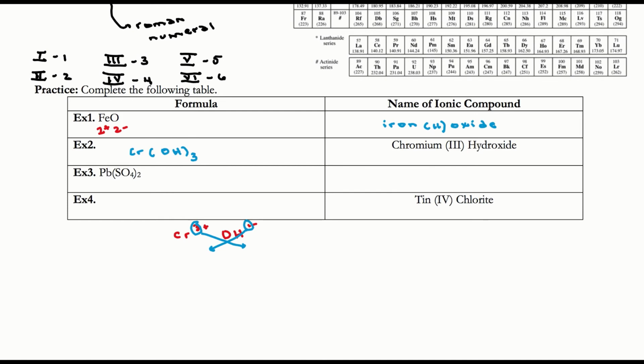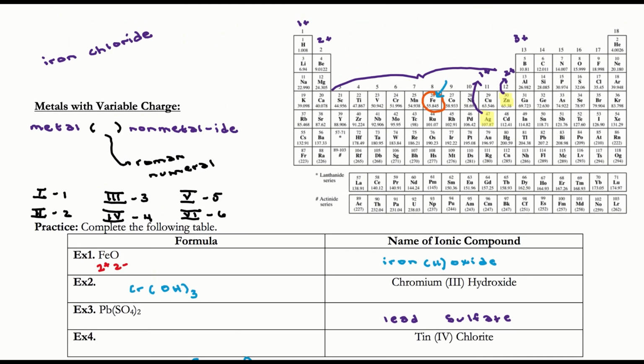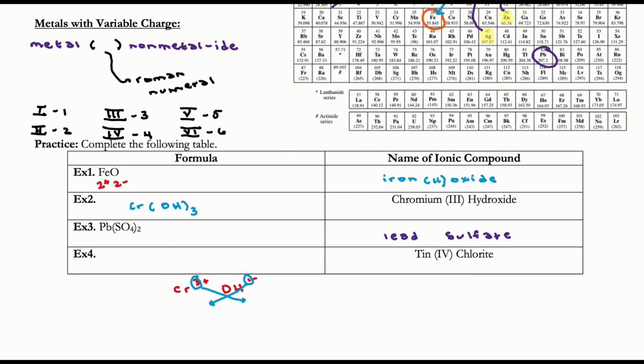Okay, let's look at the next one, PbSO4 twice. So I'm going to first write out the name, lead sulfate. And let's look to see if I need to include a Roman numeral for the charge, or if, by looking at the periodic table, I know the charge already. Well, lead is right here, so I do not know its charge, so I've got to figure out what that would be. So let's problem solve this. All right, sulfate, if you look at your chart, has a 2- charge.